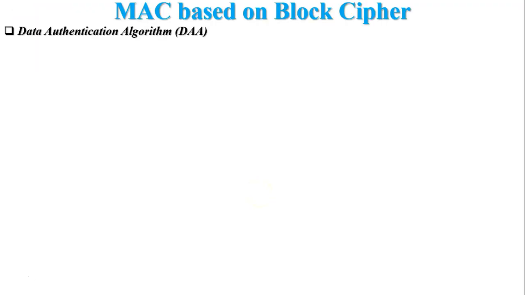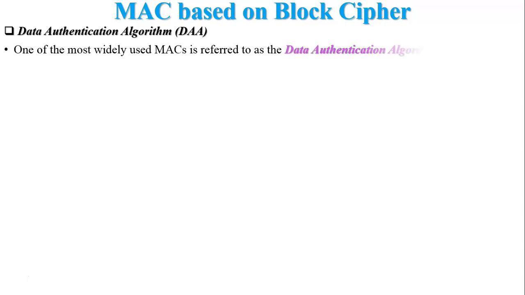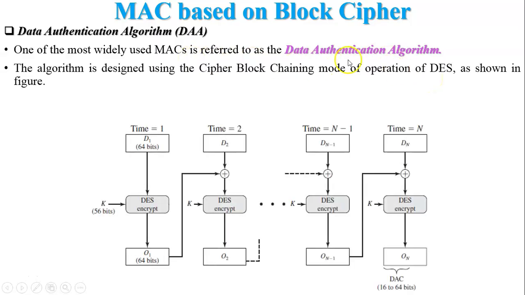DAA stands for data authentication algorithm. One of the most widely used MACs based on block cipher is referred to as the data authentication algorithm. The algorithm is designed using the cipher block chaining mode of operation of DES. It means here the DES algorithm is used with the cipher block chaining block cipher mode, shown in the diagram. In this diagram you can see the DES encryption process is applied, and the output of the first block is given as input to the second encryption process. This is called the chaining process, so cipher block chaining mode is used.